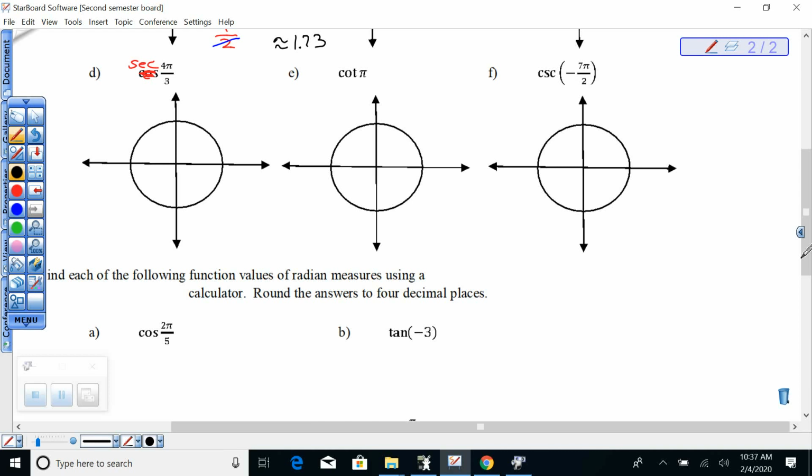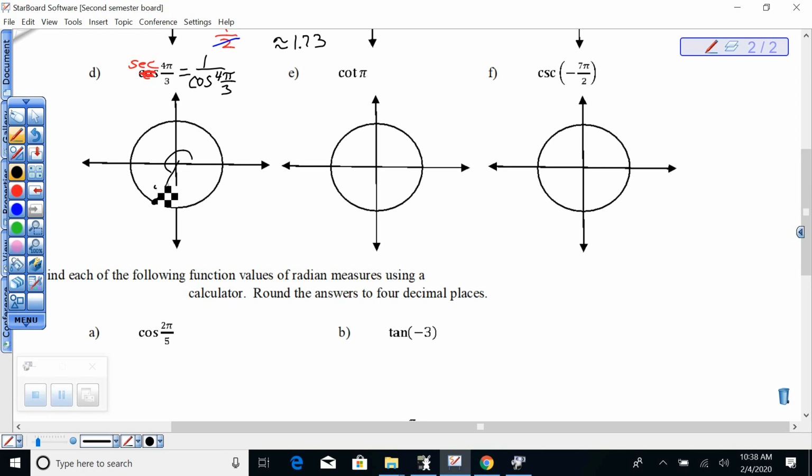All right, so now we're moving on to D, where we're going to find the secant of 4 pi over 3. Okay? But remember, I want you to decompose these into sine and cosine. Secant is a reciprocal of cosine. So I'm going to rewrite this as 1 over the cosine of 4 pi over 3. That way I can use my x-coordinate to find my secant value. Okay? So 4 pi over 3 would be here.